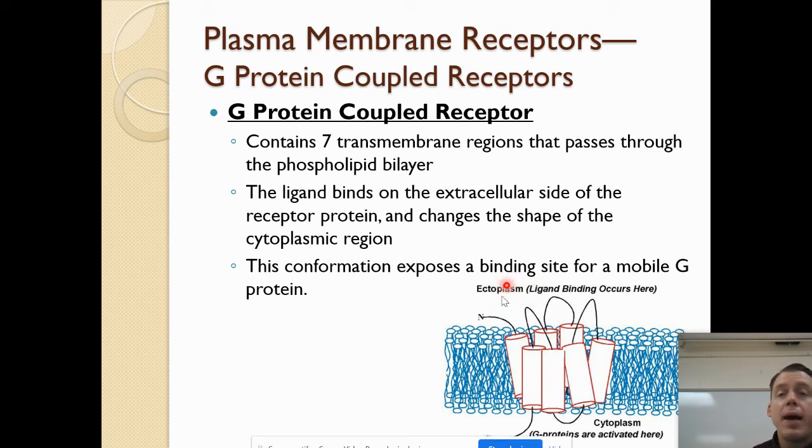We have a ligand binding site on the outside. And when a ligand is bound, it is going to change the shape of the cytoplasmic region. Just like every other membrane receptor, when the ligand binds, the cytoplasmic side is going to change. It's going to undergo a conformational change. And this is going to affect the G protein, which is kind of waiting right around where I have the pointer.